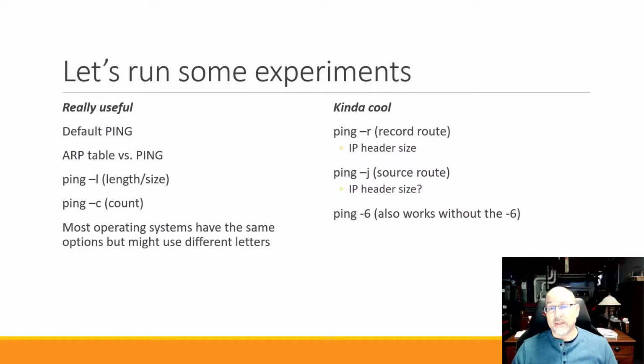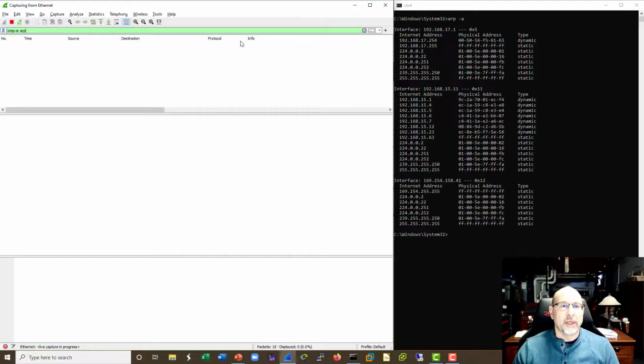Okay, so let's run some tests, some experiments, and see what the output is on the command line, and then we'll also look at the network traffic at the same time. So the first thing that we'll do is the ARP table versus ping. So here we go. What we can see here is that I've got Wireshark running and I'm filtering on ICMP or ARP traffic. And I've got my ARP table here.